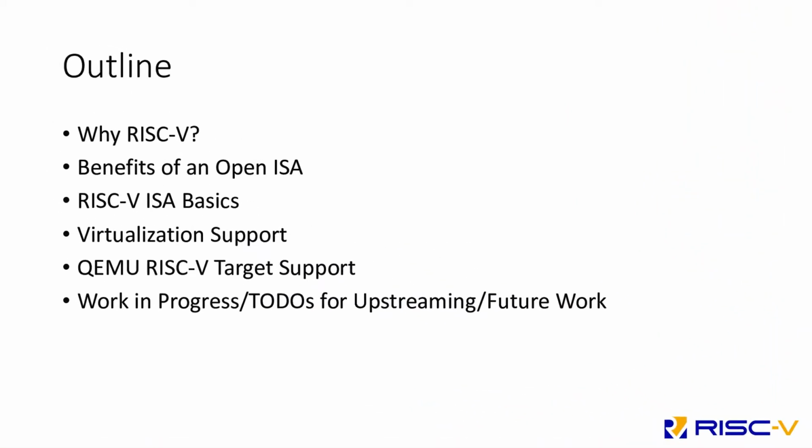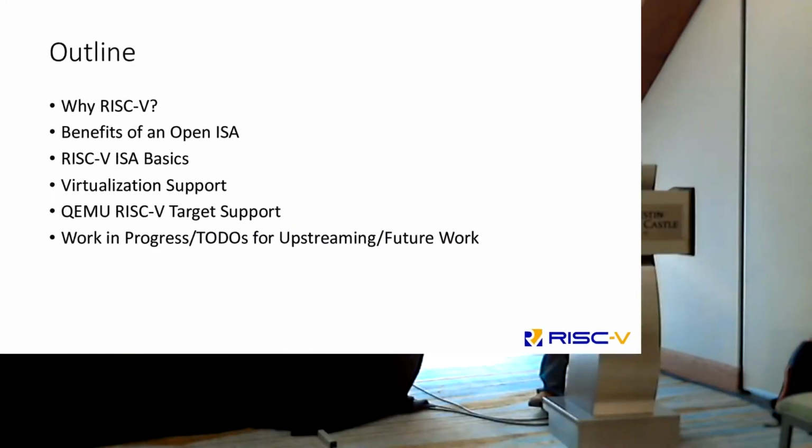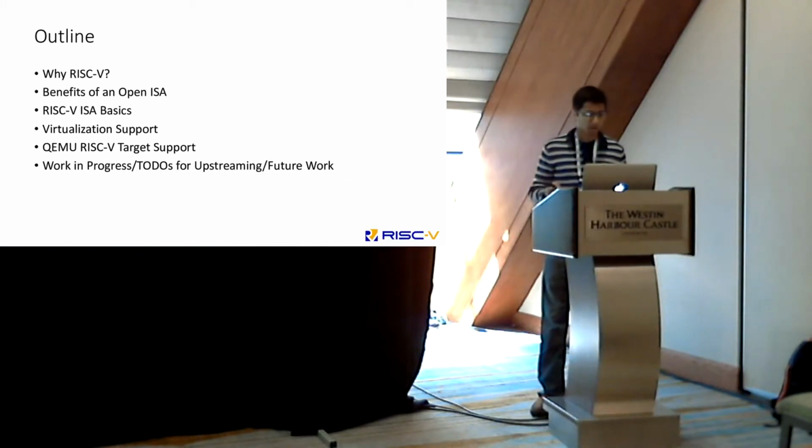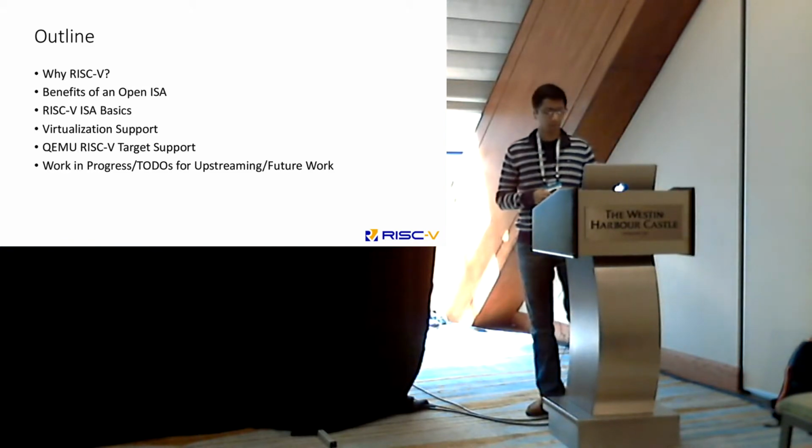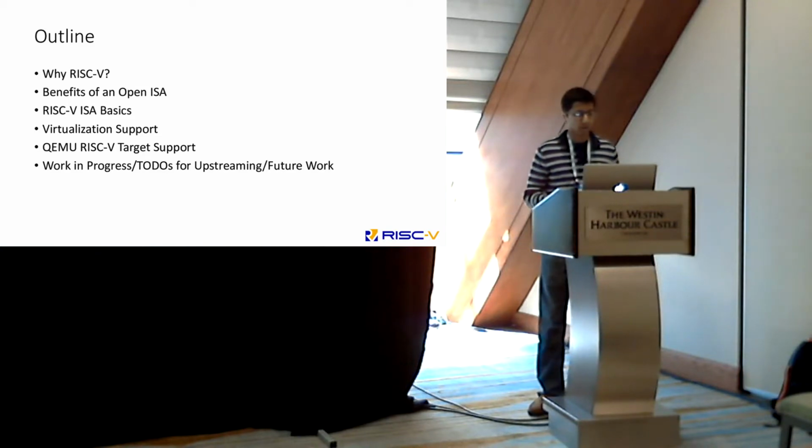So quick outline. I'll talk about why RISC-V was created, just generally the benefits of having an open ISA. Hopefully that won't be too much of a tough sell here. I'll talk a little bit about the ISA itself, a little bit about the architectural features of the ISA, why it's designed the way it is.